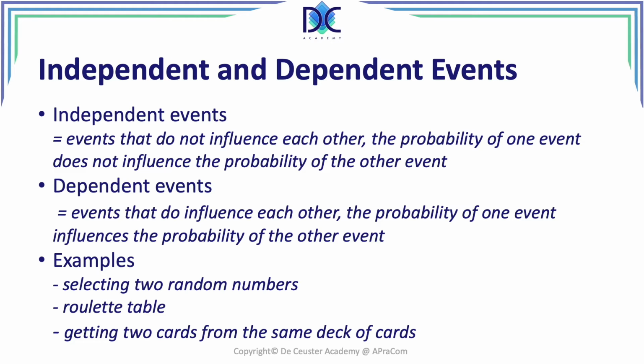Another example where we have dependent events is where we get two cards from the same deck of cards. Basically, once we take one card, the second time we take a card from the same deck, the probability changes. So they are dependent events.